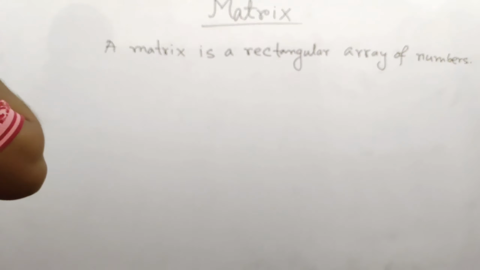Okay, so number one, rectangular matrix. That means A1, A2, A3, B1, B2, B3. Suppose this is a rectangular matrix. So here 2 rows and 3 columns.